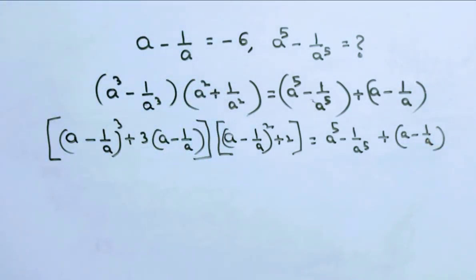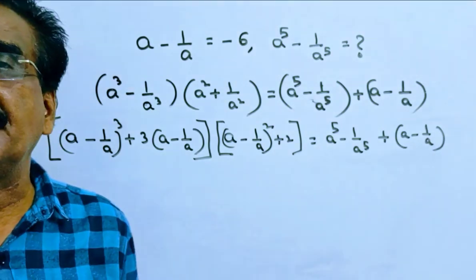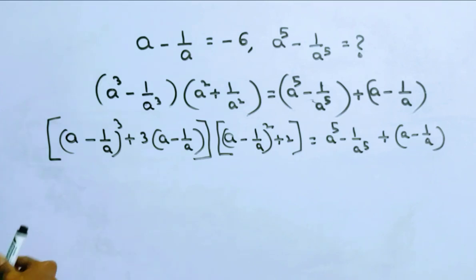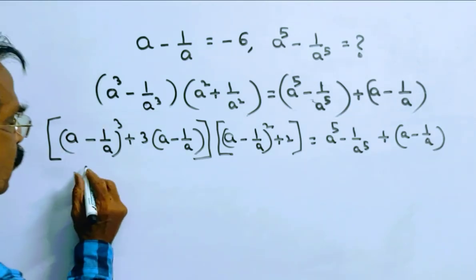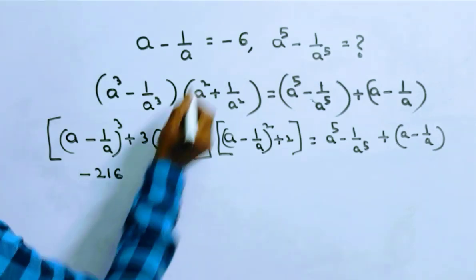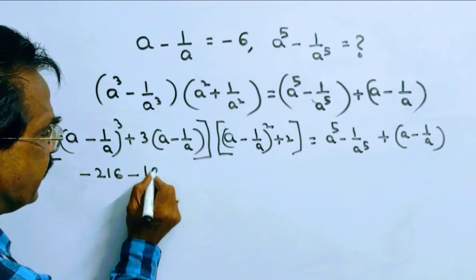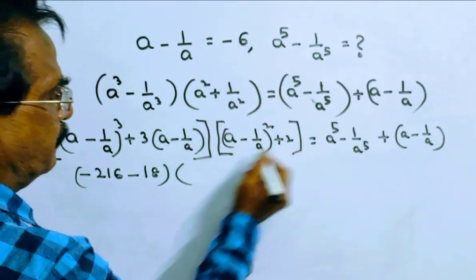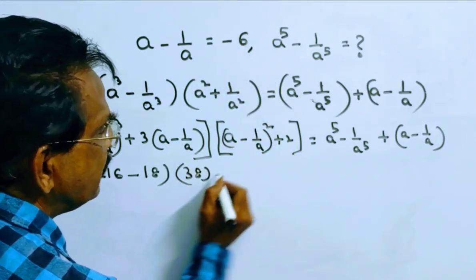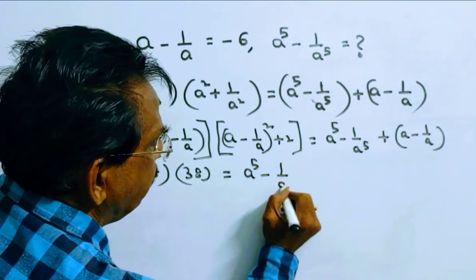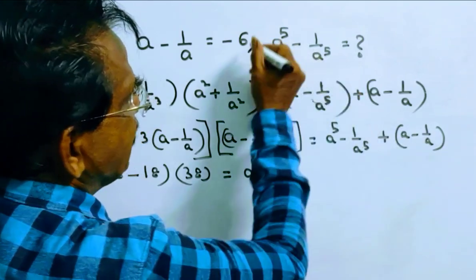Friends, now let us substitute the value of a minus 1 by a in this expression. a minus 1 by a is equal to minus 6. Minus 6 whole cube is minus 216, 3 into minus 6 is minus 18 into (a minus 1 by a) whole square, 36 plus 2, 38. This is equal to a power 5 minus 1 by a power 5 minus 6.